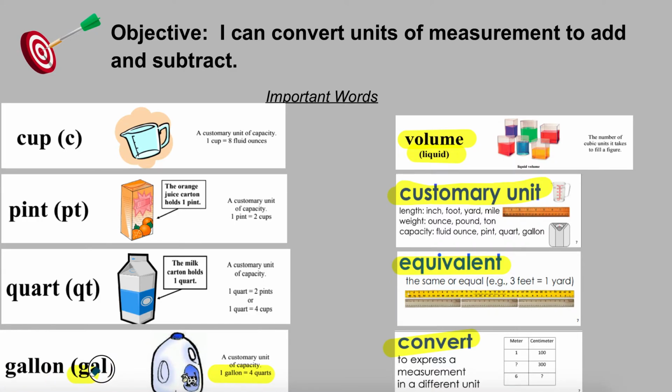Then we have a gallon. When you go to the grocery store, you buy a gallon of milk. Well, a gallon is 4 quarts. You can buy a quart of milk, but a gallon is 4 quarts. So we're talking today about liquid volume. All of these are in the customary units. We're going to talk about how they're equivalent to each other, and we are going to convert some units today.